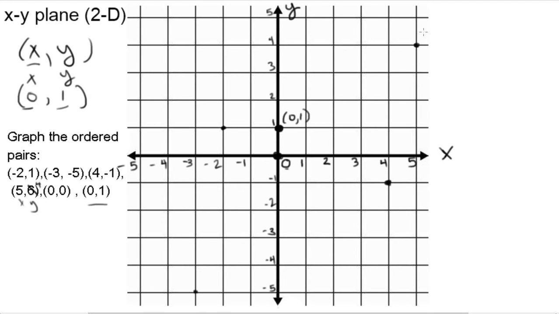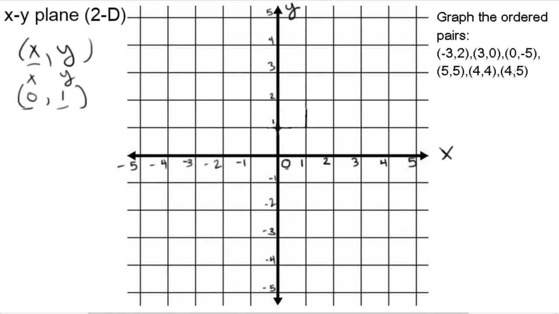And if we want, we could label them all. 5, 4, 4, negative 1, 0, 0, 0, 1, negative 3, negative 5 here, negative 2, 1. And so you get the picture. So feel free to pause the video and try this example, or follow along with me while I plot them. I got a negative 3, 2, that's here, 3, 0, out to 3 here, and 0 stays right here. So that might be a tricky one.